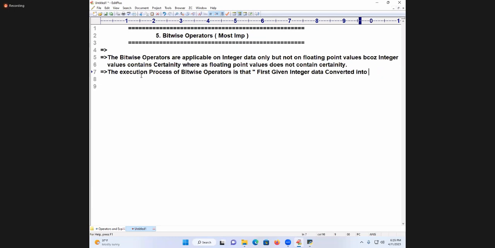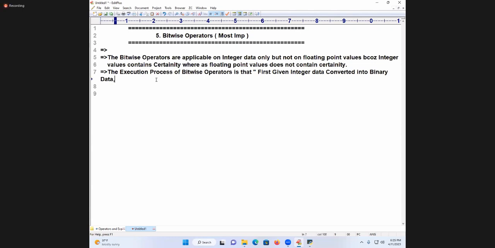Converted into which type? Binary data. Do you know how to convert into binary data? Did I explain this? And programmatically also you know, na? What is the function used for it? Very good. bin of, and you'll pass the integer data. So it is converted into what? Binary. Very good. So the execution process of bitwise operators is that first, the given integer data is converted into what?